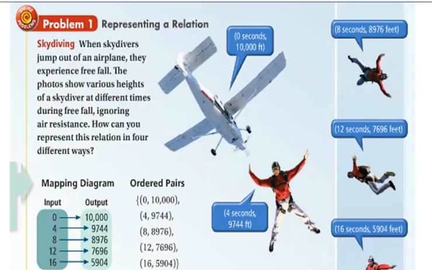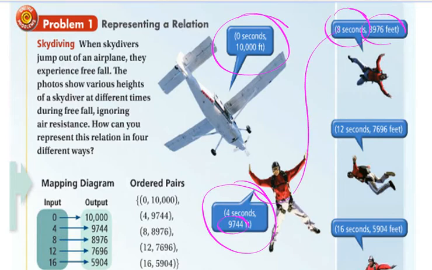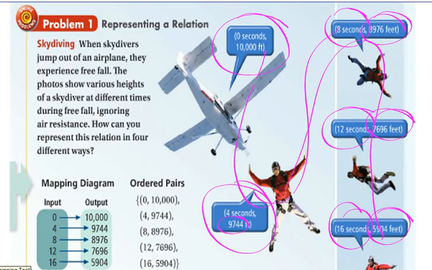So let's first look at what they're giving us. At 0 seconds, that's when the timer starts, he's 10,000 feet in the air. That's right as he's beginning to jump. As soon as he jumps, they hit the timer, and now 4 seconds have passed, and he's at 9,744 feet. Then he goes to 8 seconds, and he's at 8,976 feet. Then 12 seconds at 7,696 feet, and 16 seconds at 5,904 feet. So he has fallen all the way over 16 seconds.